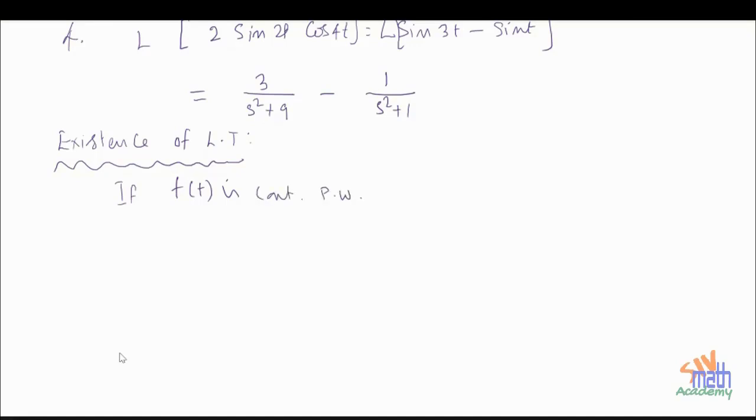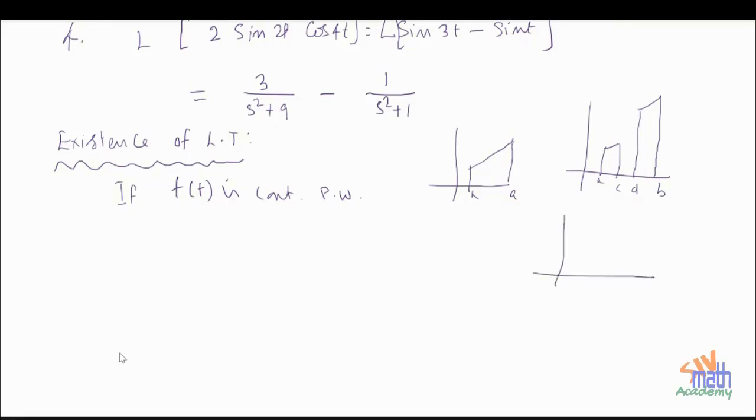What is the meaning of piecewise continuous? Any curve is continuous between any interval if there is no break. That is what continuity means graphically. And there are two types of discontinuity. Between a and b, this is a, this is b, and this is c and d. This is a discontinuity at an infinite number of points. But another possibility is also there: discontinuity at a single point. This is a, this is b, and the discontinuity is at c, a single point.